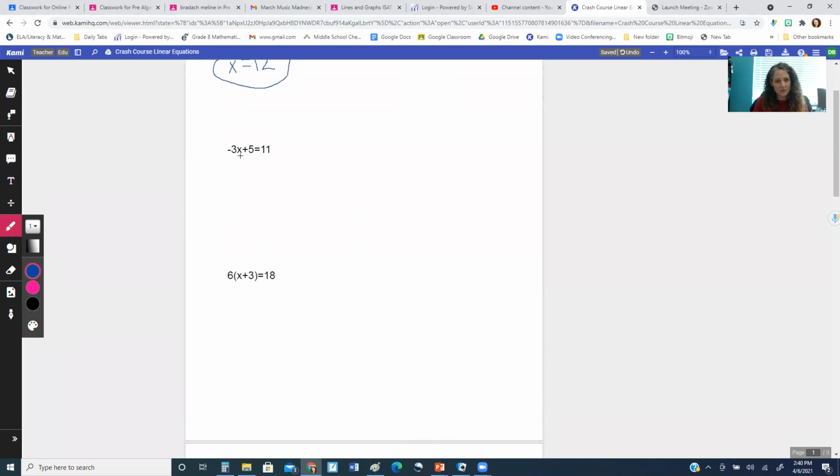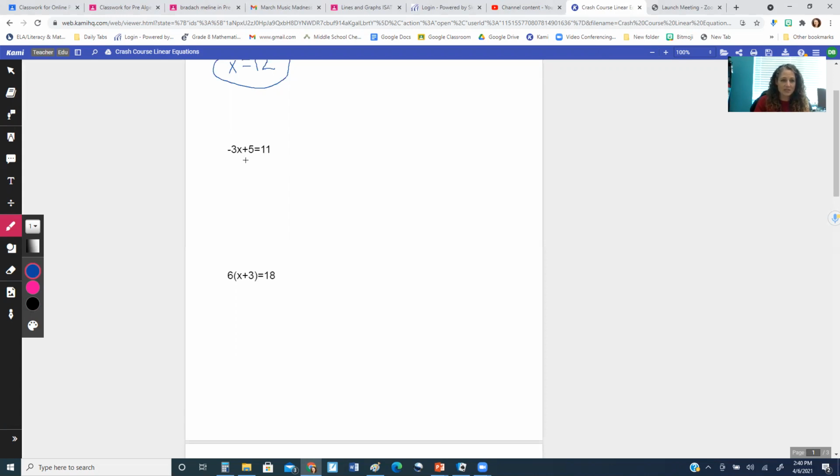So this next one, we have something multiplied by the x and something added to it, and then we have it equal. But we still need to get rid of the thing that's added first. We always start with the things that are added to it first. Well, the first thing we start with is actually combining any like terms. We don't have any like terms. We can't add 3x and 5. So we're going to get rid of whatever is added or subtracted. The 5 is added to it.